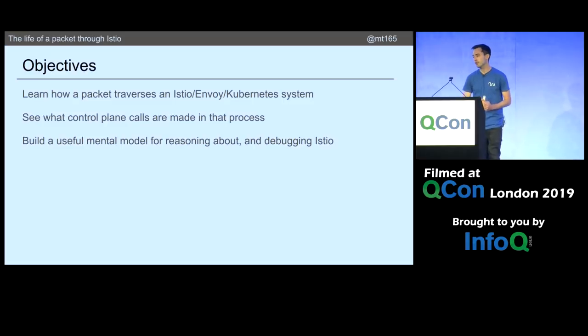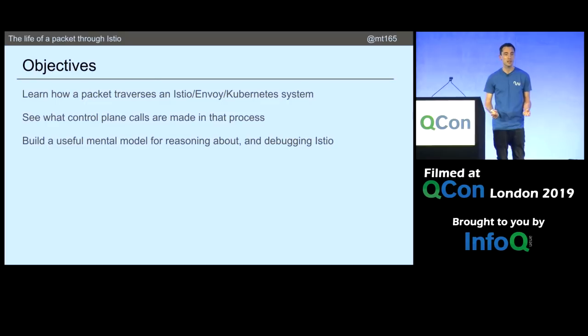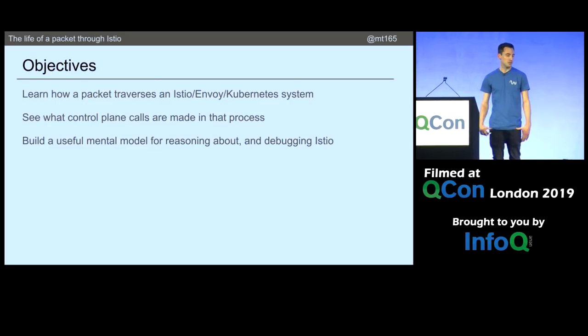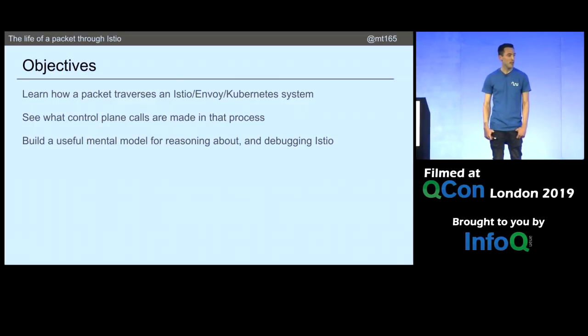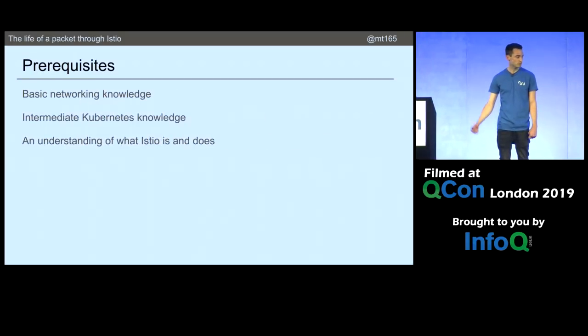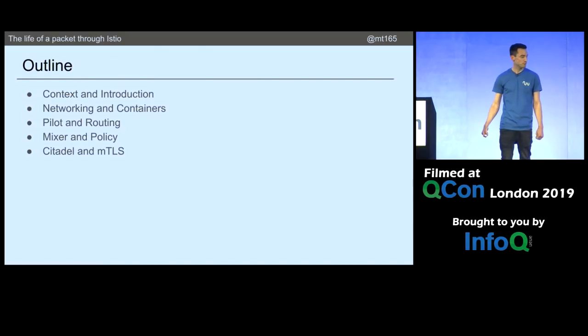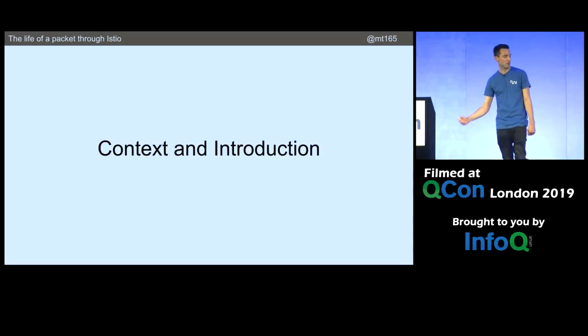Right, so the original objectives of this talk, and as I say, I'll try to look at it in a slightly different way today, is to see how a packet goes from left to right, traversing an Istio system, which is probably running on Kubernetes, made of the Envoy proxy that you've probably heard of. Then we look at the control plane calls that are made during that process to the Istio control plane, which is the management system. The original purpose is to build a useful mental model for debugging Istio, should you ever hit any of its very, very few edge case bugs, and for reasoning about it, which is maybe what I'll focus on today. You should probably know a bit about networking and containers, but I will just go straight into that. This is 3 hours. We're not going to do all of that.